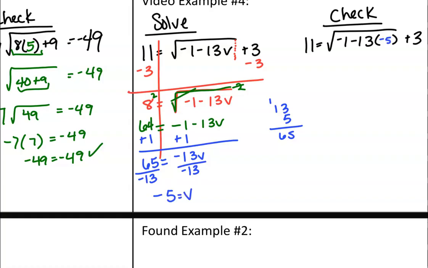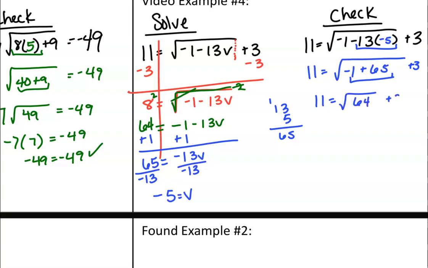Let's check to see if we are correct. So our goal is to work from the inside out, so we still have -1. -13 times -5 would be a +65, plus 3 on the outside. -1 plus 65 would be 64, plus 3 out here. The square root of 64 is 8, and 8 plus 3 is 11. So since that is equal, that is the correct answer.